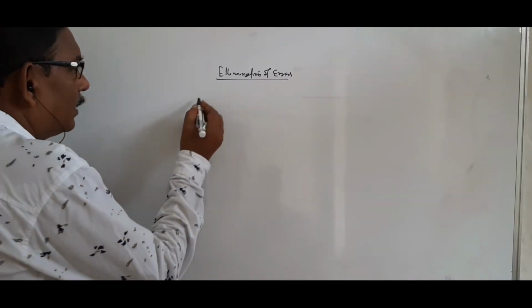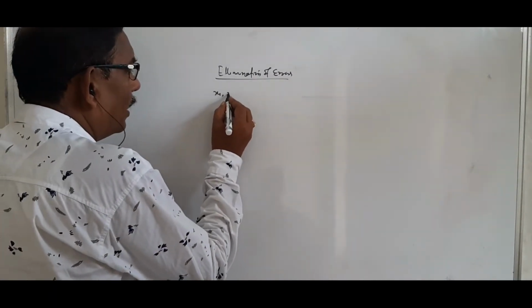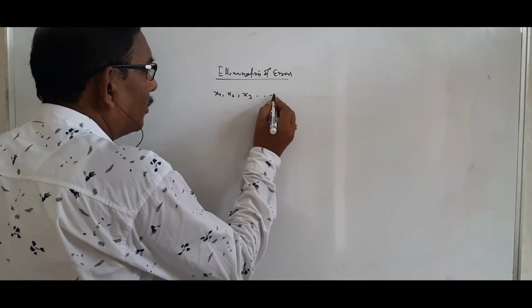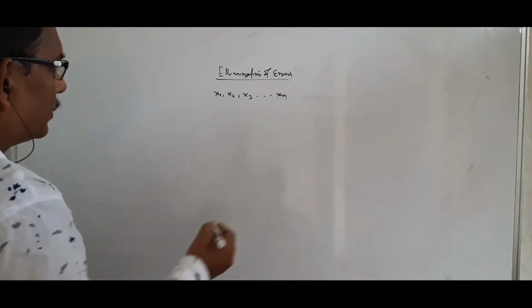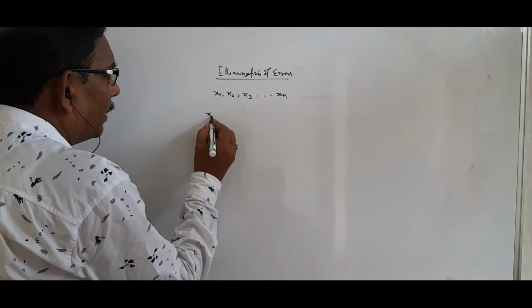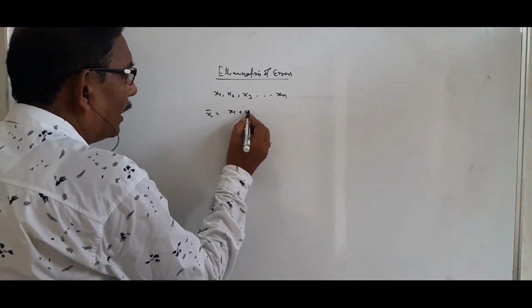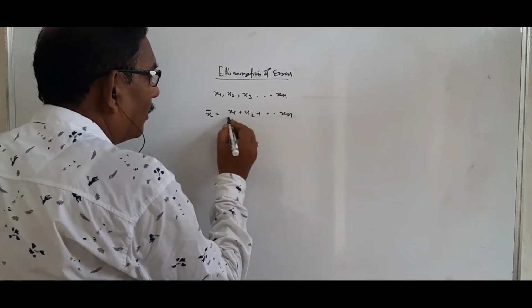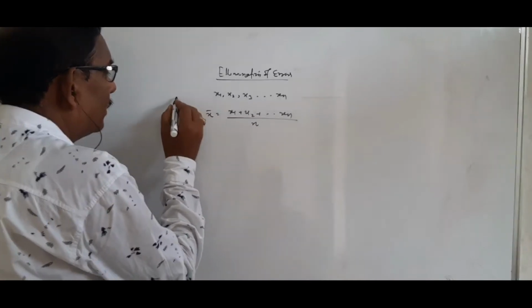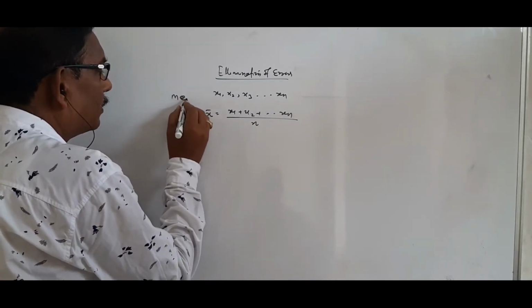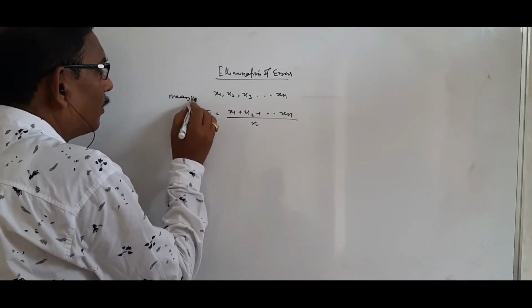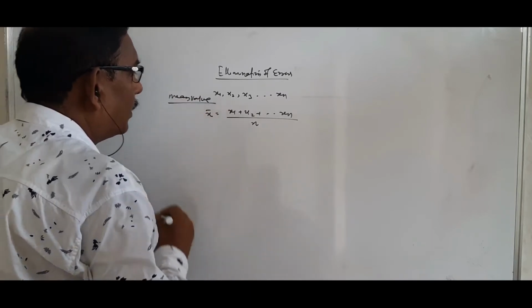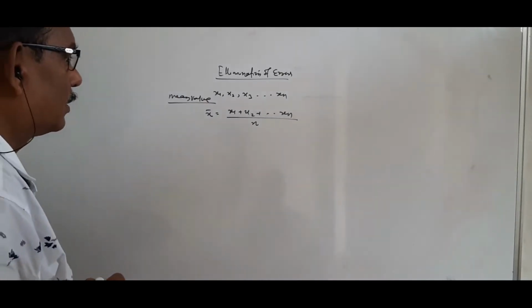So take some observations, that is x1, x2, x3 up to xn. So first find out the mean of the following observations. Mean value is x1 plus x2 plus up to xn, divided by n. The mean value of the observations. Clear?